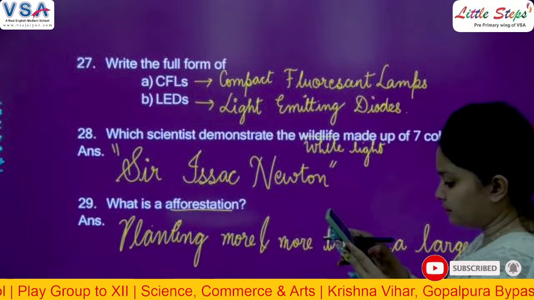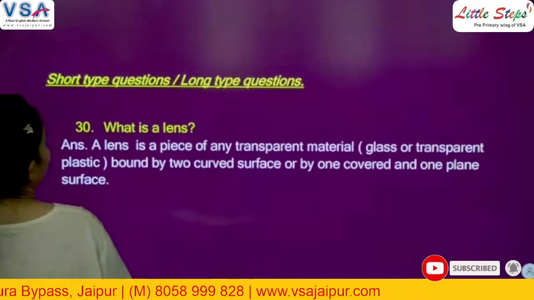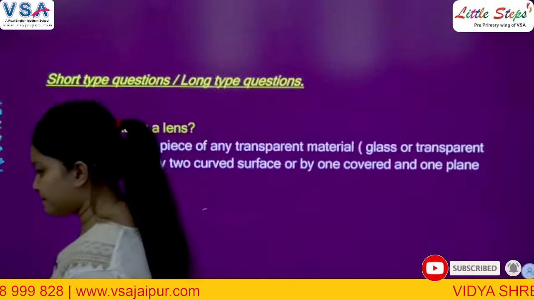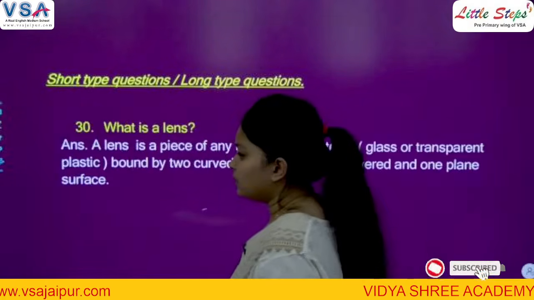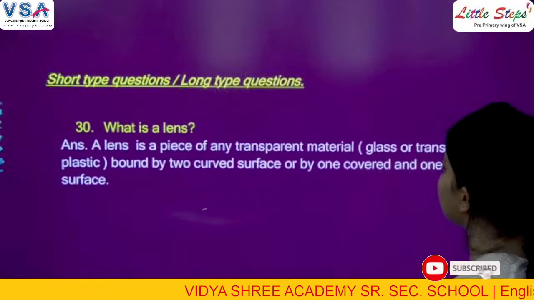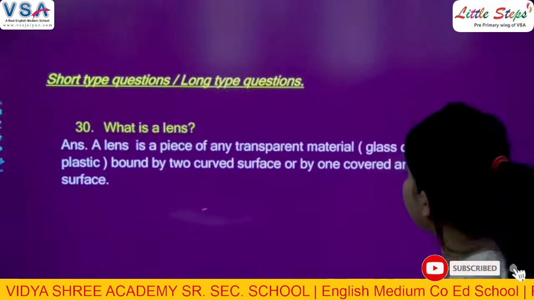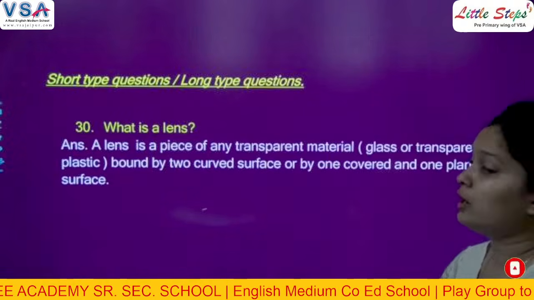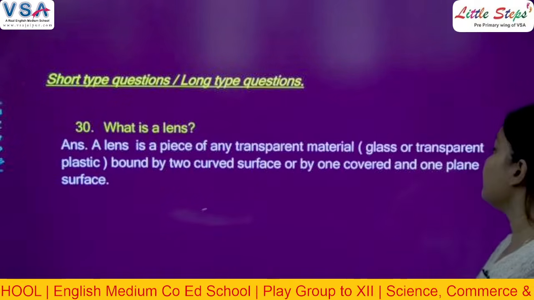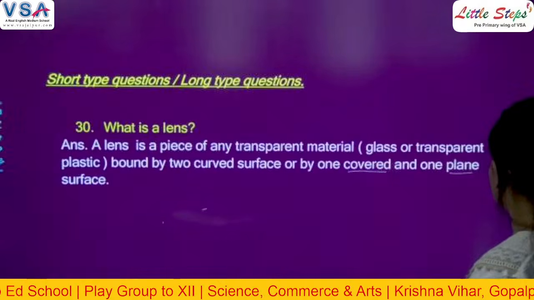Moving on to next part. What is lens? As you all know, a lens is a piece of any transparent material, glass or transparent plastic, bound by two curved surfaces or by one curved and one plane surface. लेंस एक ट्रांसपेरेंट पीस होता है, इधर वो ग्लास का बना होगा या वो ट्रांसपेरेंट प्लास्टिक का बना होगा, उसे ऐसे बाउंड करके बनाया गया है कि उसके दोनों सरफेस कर्वी रहेंगे. One will always be curved and the other will always be plane. Okay, next question, what we have.